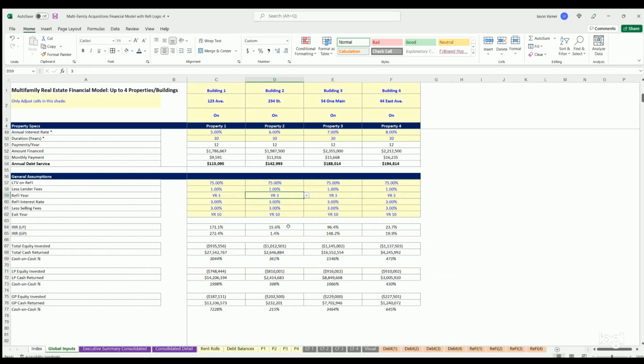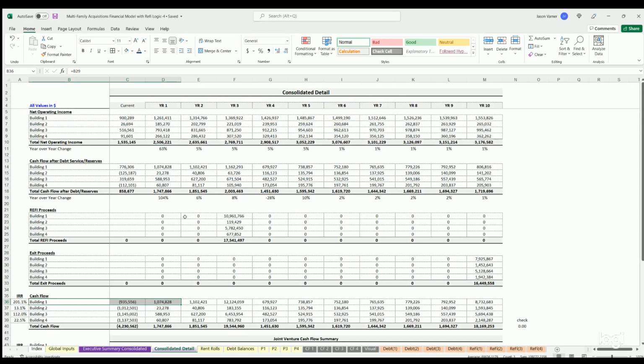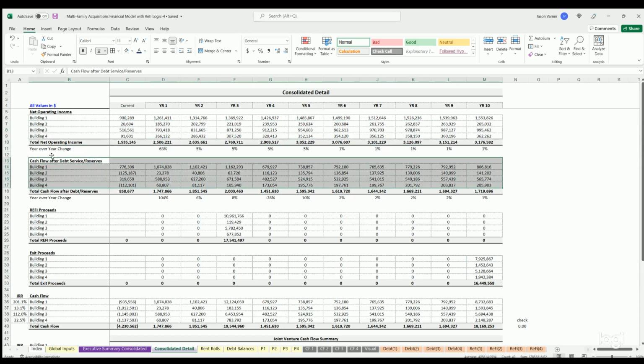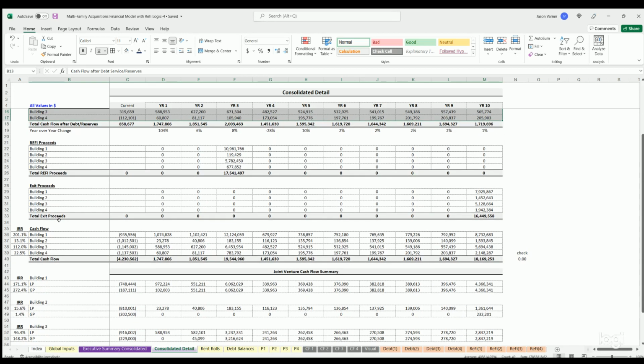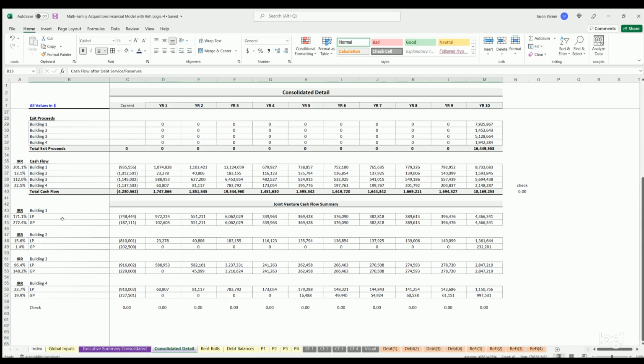Put it back to 3. And you can see on the detail the proceeds from the refi, the proceeds from the exit here per building type. You can see the net operating income per type, cash flow after debt service and reserves for each building type, and then the final cash flow, and then also the LP and GP cash flows for each building and their resulting internal rate of returns.